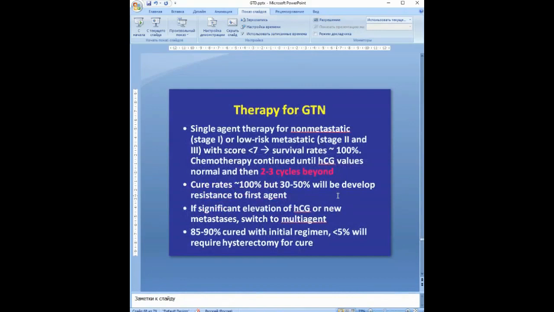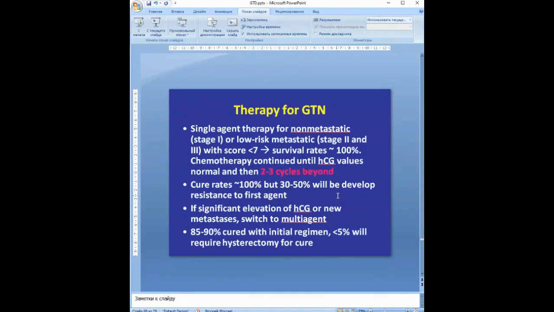Single agent therapy for non-metastatic stage 1 or lower risk metastatic stage 2 and 3 with score less than 7 leads to survival rates of about 100%. Chemotherapy is continued until beta HCG values are normal and then for 2-3 cycles beyond. Cure rate is about 100%, but 30-50% will develop resistance to the first agent. Insignificant elevation of HCG or new metastasis means switching to multi-agent therapy.